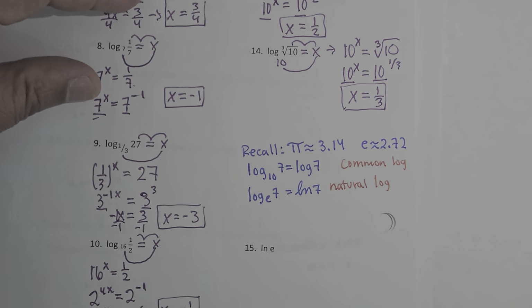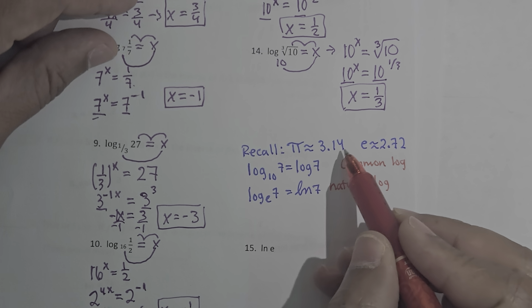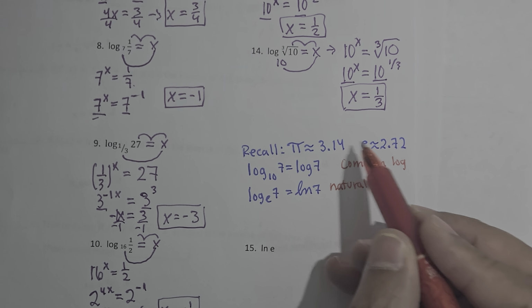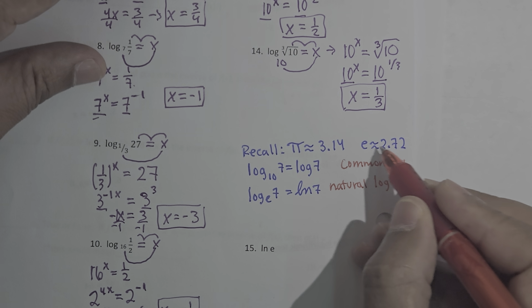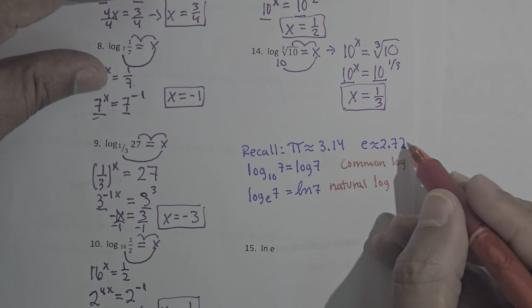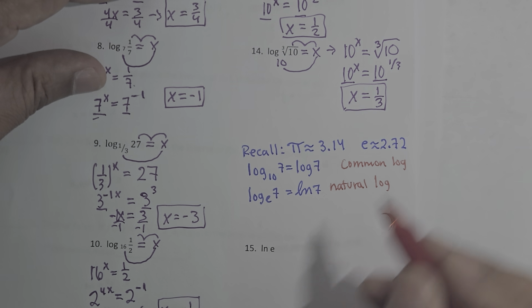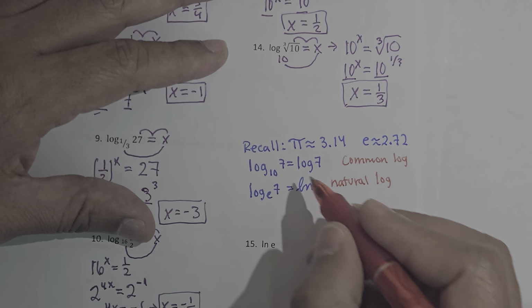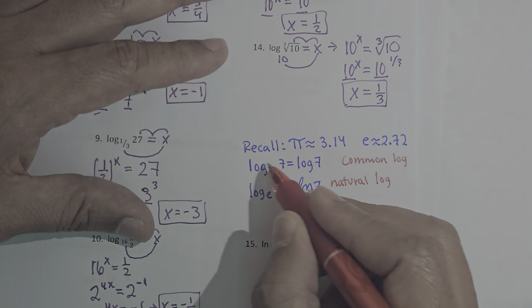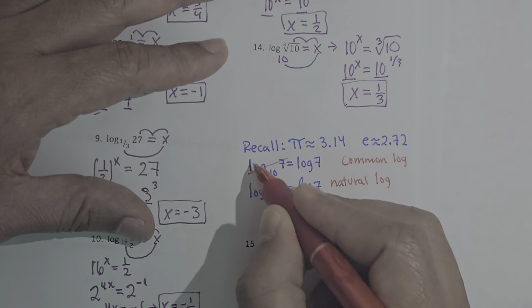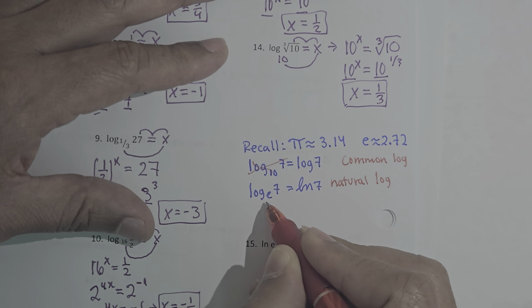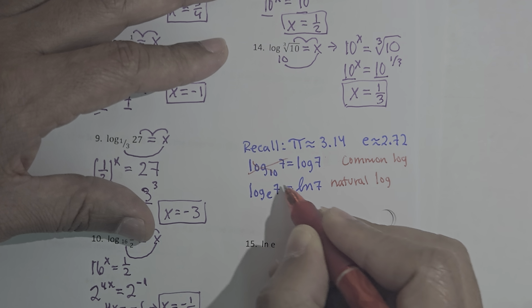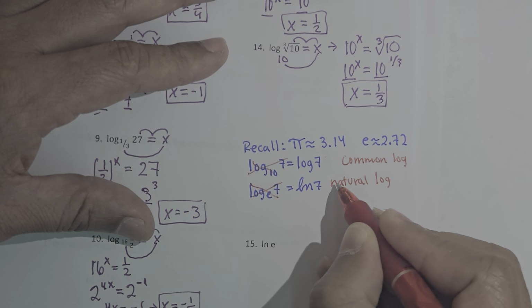For the next part, remember that pi is approximately 3.14, but not exactly. We're rounding here. And also the number e, which you got introduced to in the previous lesson, is approximately 2.72. Also, we do not write it this way, like log base 10 of 7. We cross this out, you'll see it this way. This is the common log. And this one here is the natural log, so we won't see it this way. This is how you'll see it.